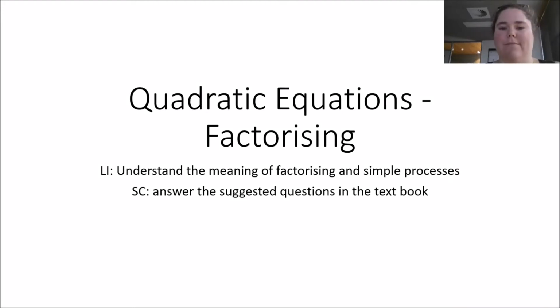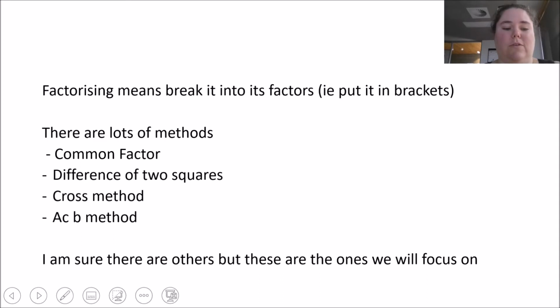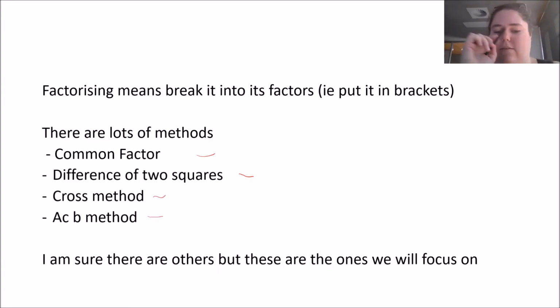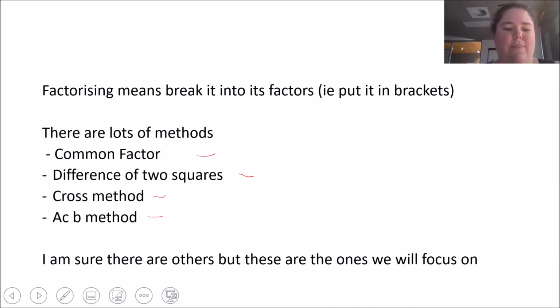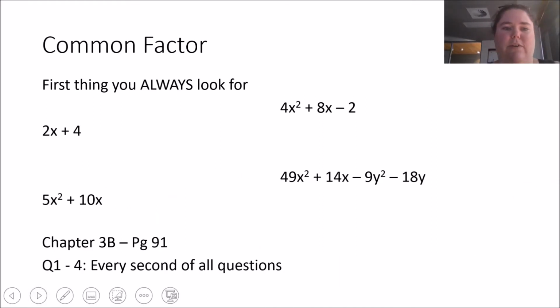Continuing on with quadratics, we're looking at factorising. There are multiple methods for factorising. The ones we are going to look at are common factors, difference of two squares, the cross method, and the ACB method. I'm sure the ACB method has a better name, but that's what I call it because I don't know what it is. Today we're looking at common factor.